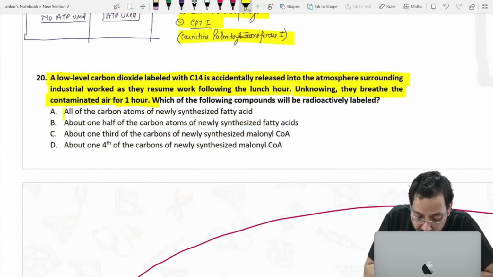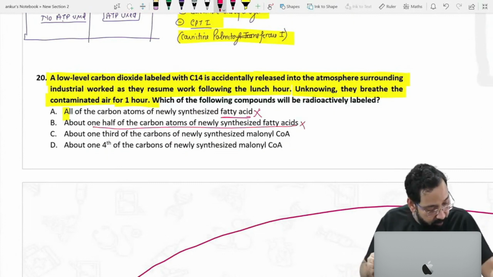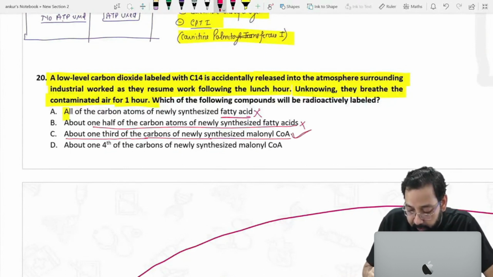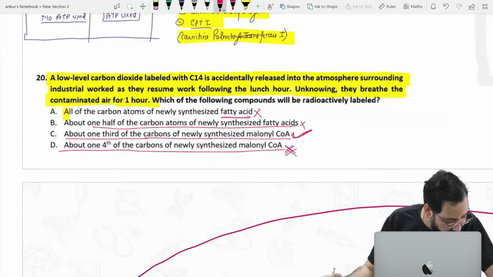All carbon atoms of newly synthesized fatty acid? No. Would no carbon in fatty acid be radioactive? Half of the carbon only? No. In fatty acid, no carbon is radioactive. About 1/3 of the carbon of newly synthesized malonyl coenzyme A would be radioactive. 1/4 carbon of newly synthesized malonyl coenzyme A? No, 1/3.